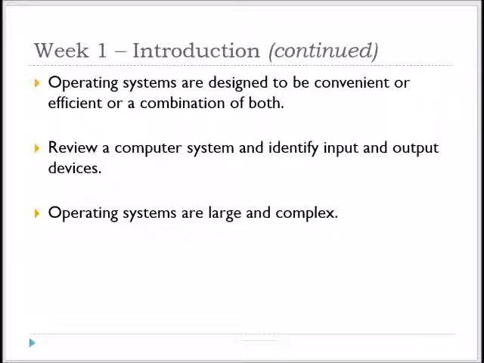So to continue the introduction, operating systems are designed to be convenient or efficient or a combination of both. So that's an interesting thought. What that means is that some operating systems are convenient, meaning they're super easy to use. They've got a lot of extended features that you wouldn't necessarily need, but it's very convenient and easy to use. That's the concept behind the Windows operating system, or even the graphical user interface in OS X.